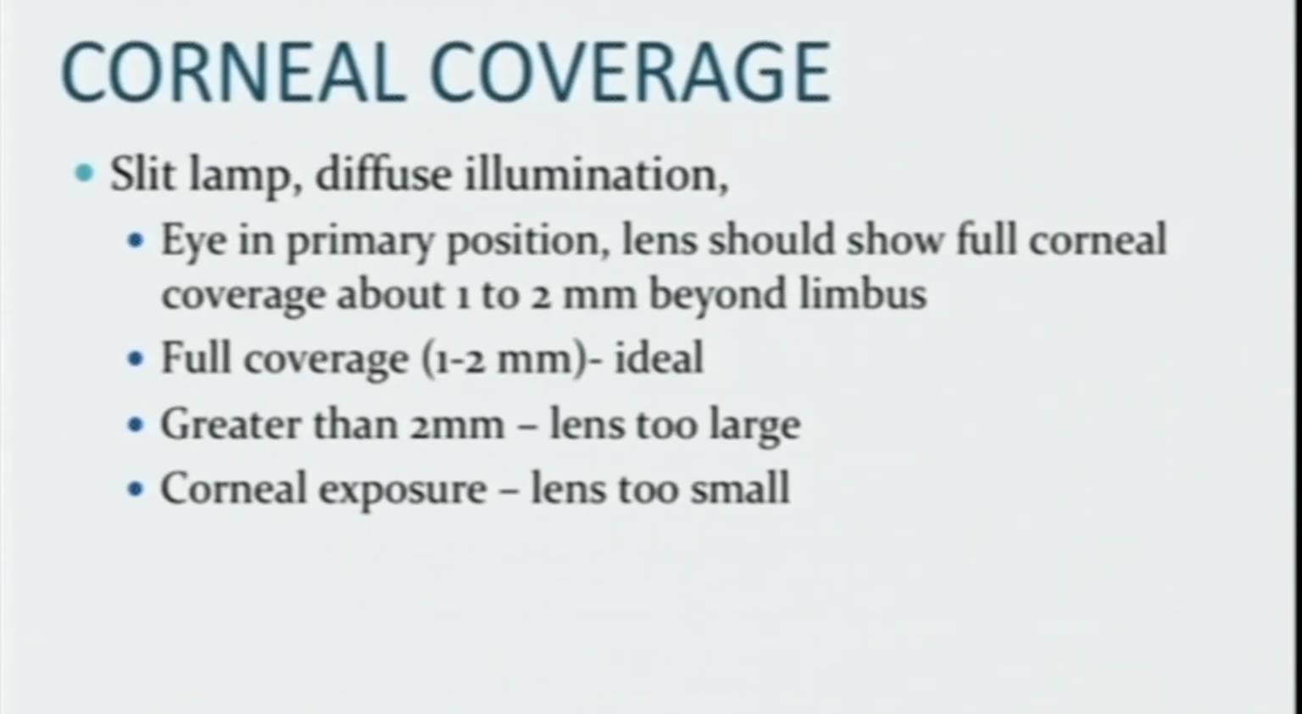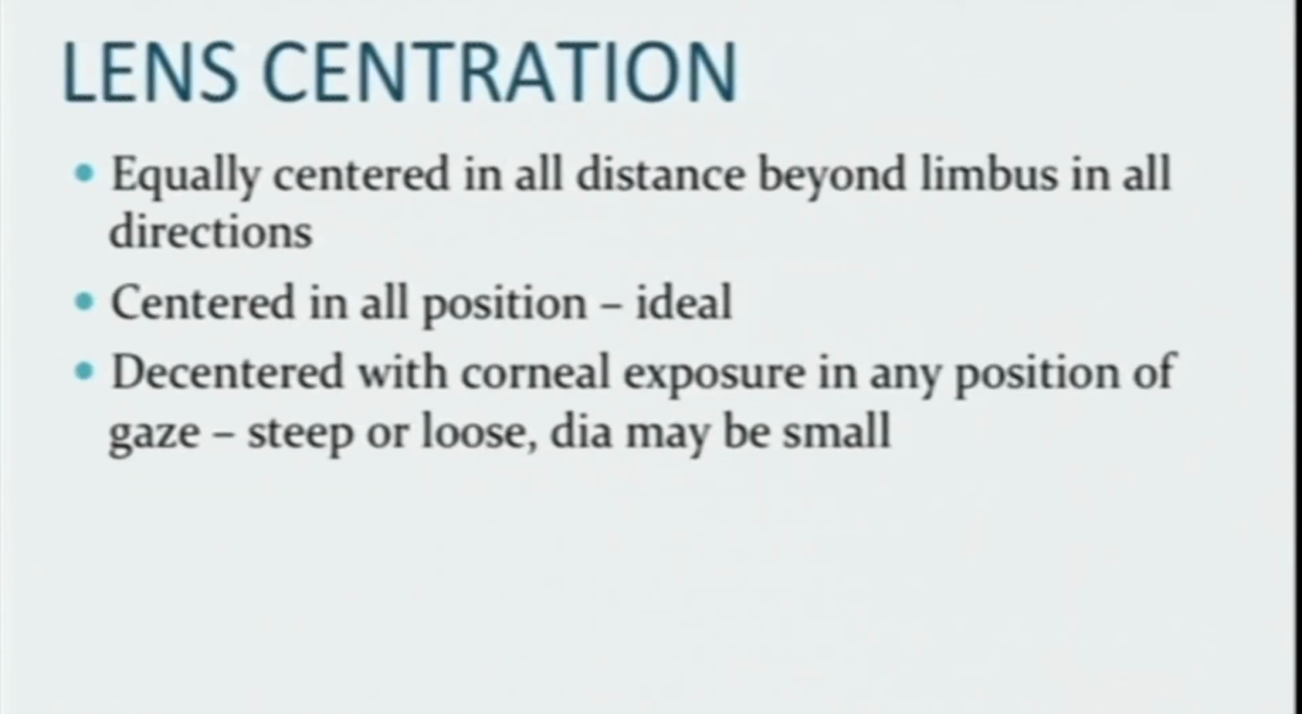After fitting, you will have to look for the corneal coverage. It should be adequate. When the eye is in the primary position, the full cornea should be covered, and the lens should extend at least 1 to 1.5 millimeters beyond the cornea all around. If it is greater than 2 millimeters, then the lens is too large, and if it is less, the lens is too small. You will have to fit accordingly. And it should be equally centered in all directions beyond the limbus.